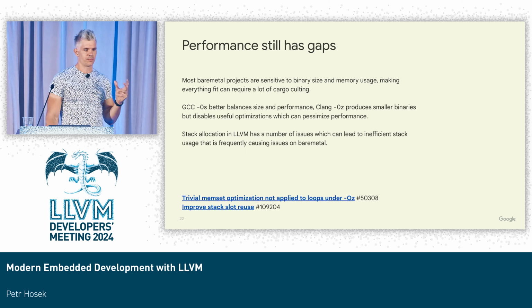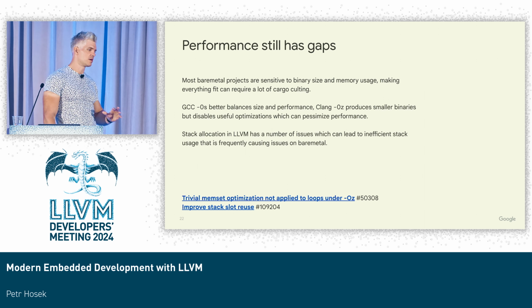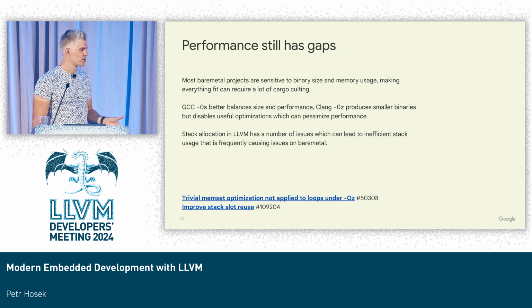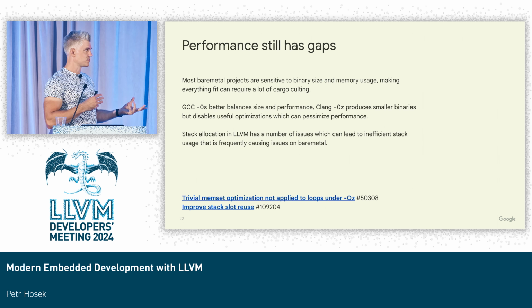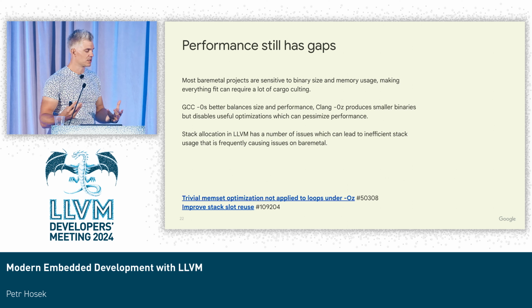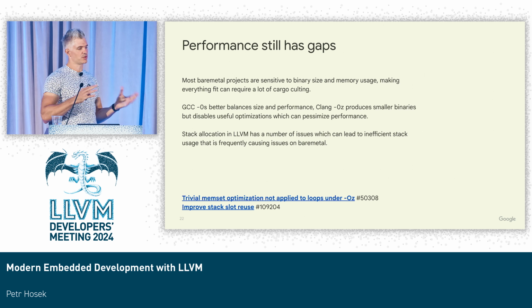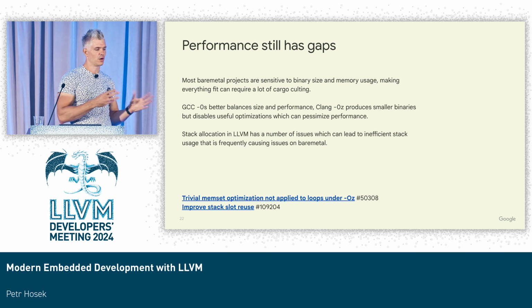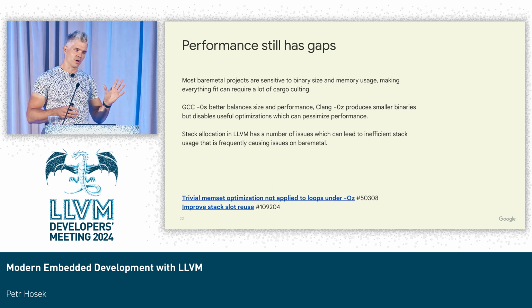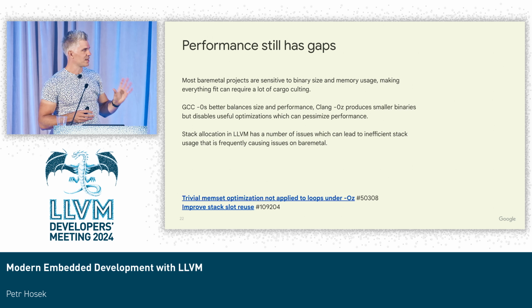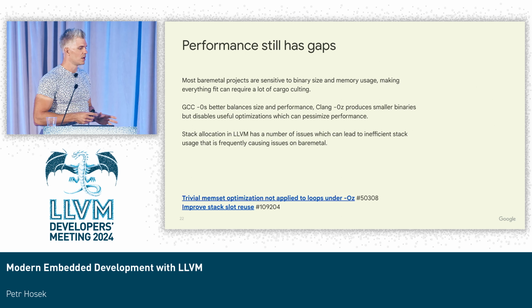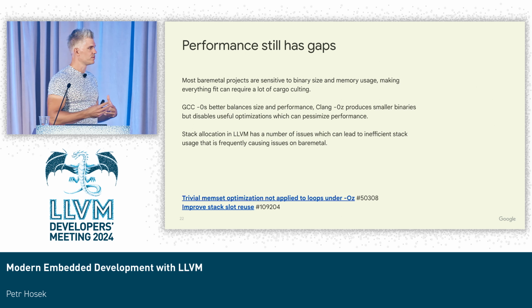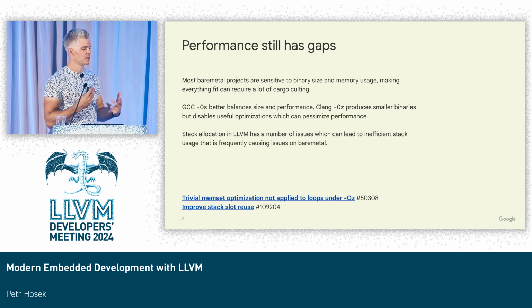What we've also seen is that performance still has some gaps. A lot of bare metal projects are sensitive to binary size and memory usage. Making them fit is often an exercise in cargo culting. What we've seen is GCC generally tends to better balance size and performance at the Os level. With Clang Oz, we would often get smaller binaries, but that can actually come at the cost of worse performance, which is not always desirable. We can maybe recover some of that in the future with other tools like the ML inliner, but I think there is more we can do.